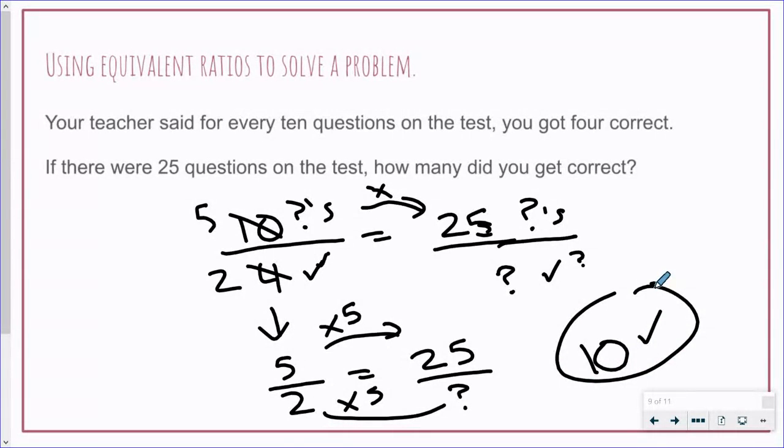Again, this was a situation where we had to simplify our original ratio first because we couldn't go from 10 to 25. But a ratio of 5 to 2 is the same as 10 to 4. And then we could go from 5 times 5 to 25, and then 2 times 5 would give us the 10 correct.